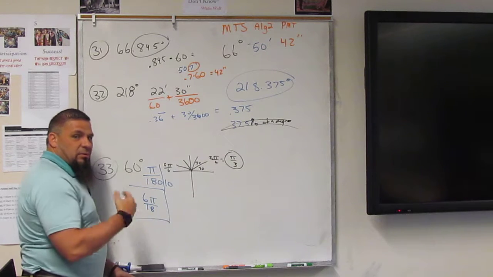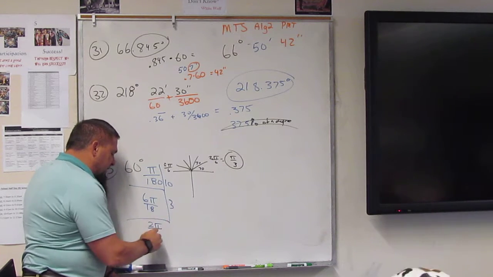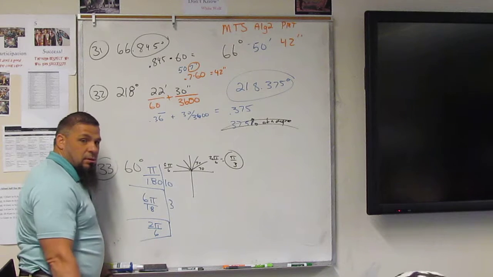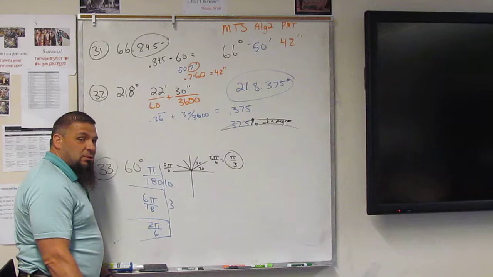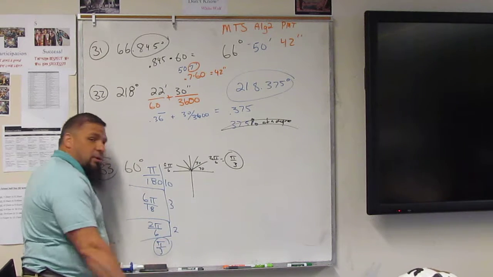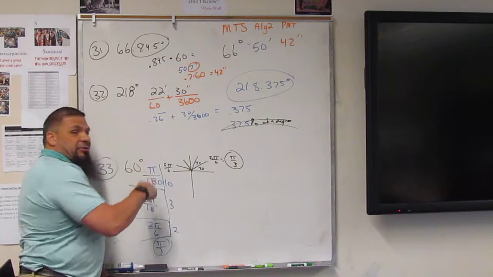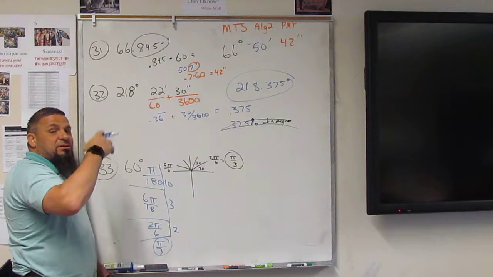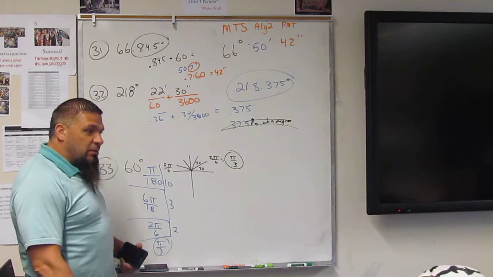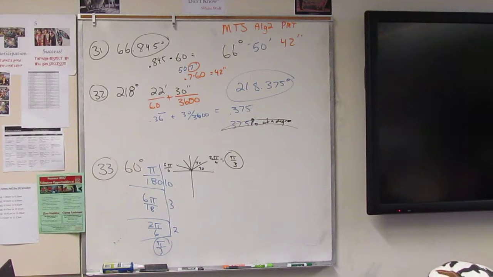Does that make sense? Then what goes into 6 and 18? 3. Okay. And 3 goes into 6 twice, and 3 goes into 18 6 times. So that's 2 pi over 6. Does anything go into 2 and 6? 2. How many times? Three. And you're left with pi over 3. So there's another way of doing it, using the pi over 180. And if they have you go from radians to degrees, then you're just going to do 180 over pi. Right away, sir. Right away, ma'am. All right. Let's do it. Easy peasy, lemon squeezy.